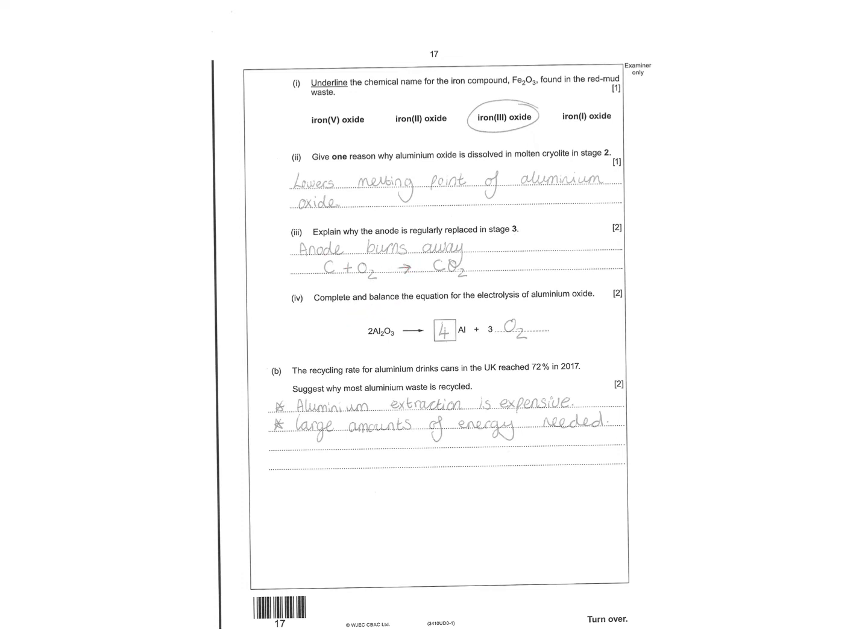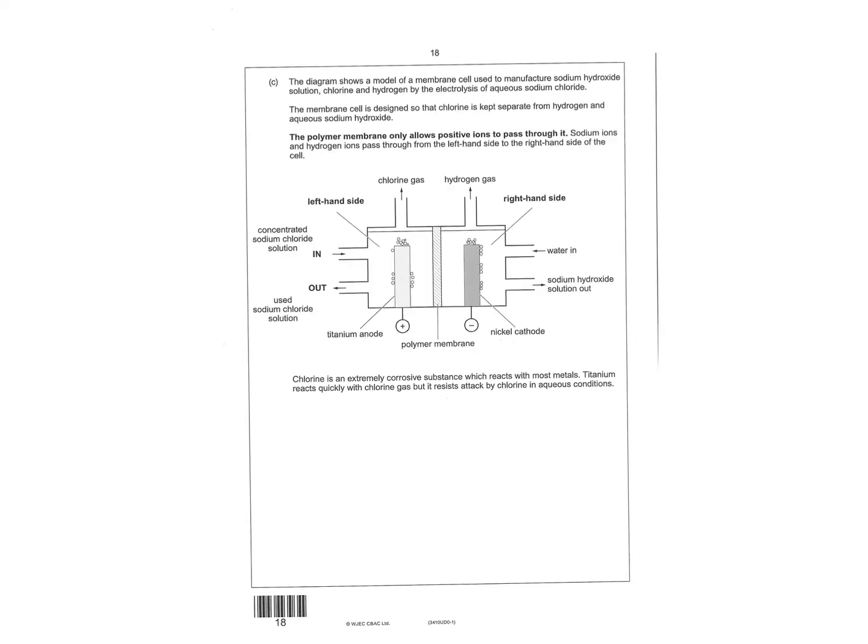Balance the equation, you're splitting up aluminium oxide into aluminium and oxygen, and then you've got 4 aluminiums there. Explain why most aluminium waste is recycled. Aluminium extraction is expensive, a large amount of energy is needed, so we need to make sure that we recycle and regenerate because we don't want a lot of aluminium going to waste because of the expense.